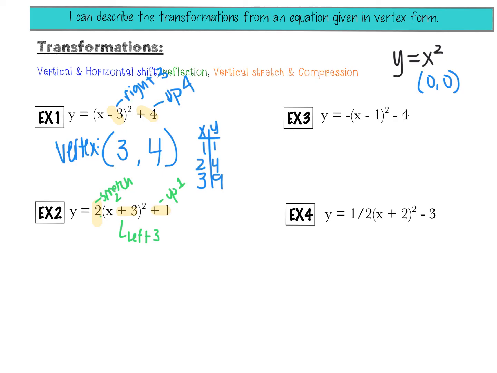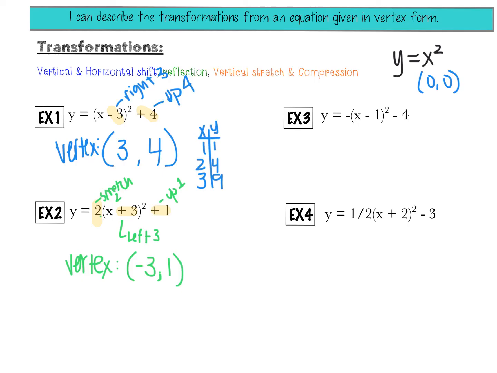So where is my vertex? Go ahead and pause the video and see if you can determine the vertex. So think about if I'm starting at 0, 0, and I go left 3, up 1, what ordered pair is that going to be? All right, hopefully you were able to determine that if I go left 3, that's a negative value of x, and up 1 is a positive value of y, so my vertex is going to be at negative 3, 1.